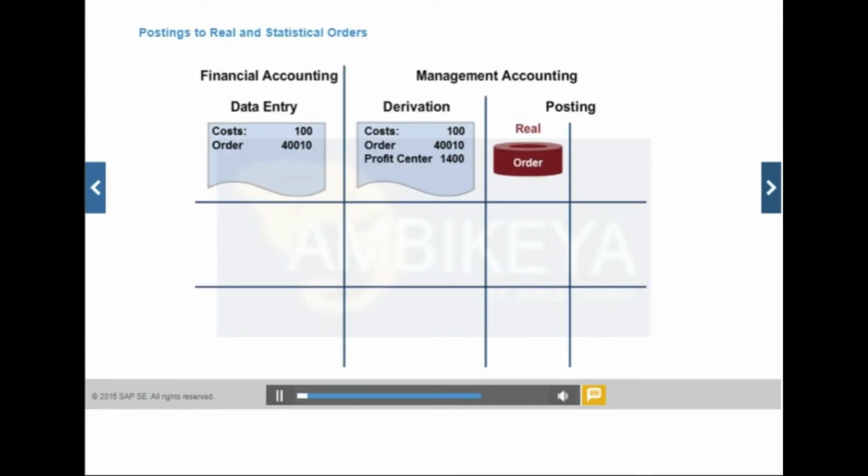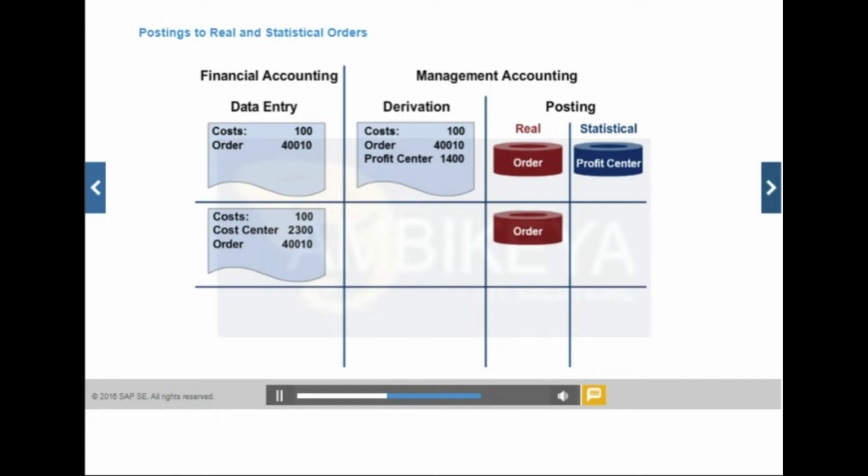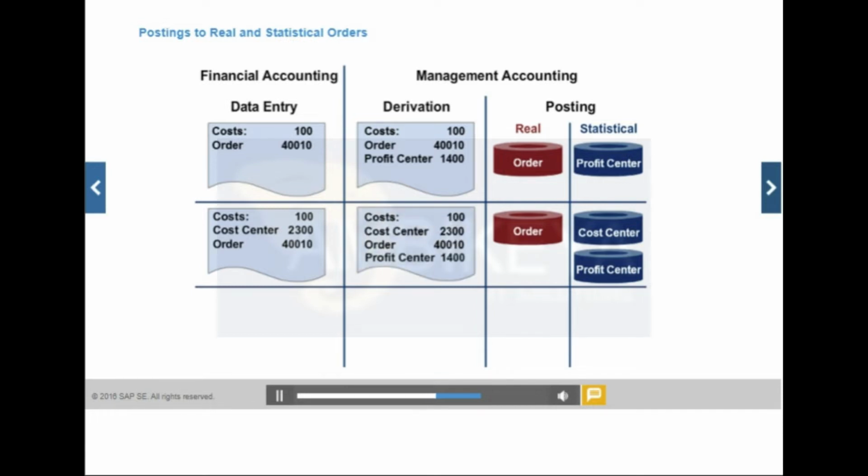When you post actual costs to a real order, you initially collect the costs in the order. You then have the option of reposting or settling the costs to other receivers as required. If you assign the order to a profit center in the master record, the actual costs are posted statistically to the profit center. You can also specify a cost center when you post actual costs to a real order. In this case, the cost center receives a statistical posting of the actual costs. You can still manage the costs at order level, but the cost information is also available for analysis at cost center level in the cost center information system.